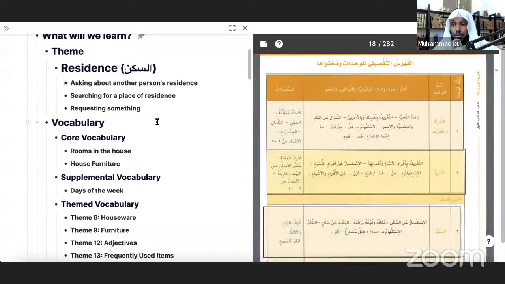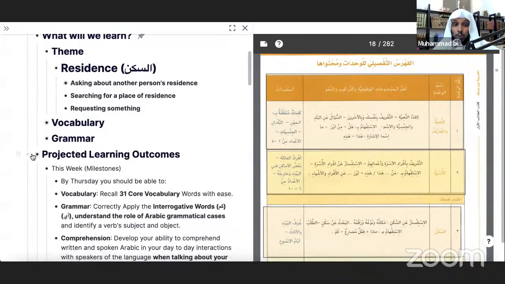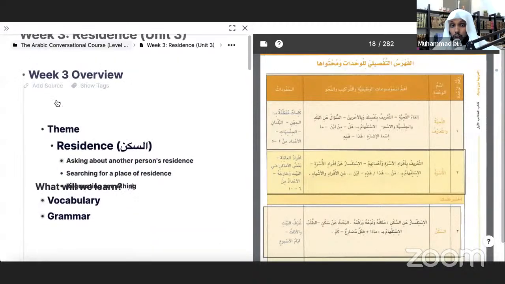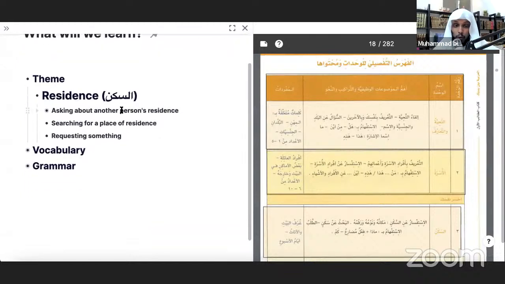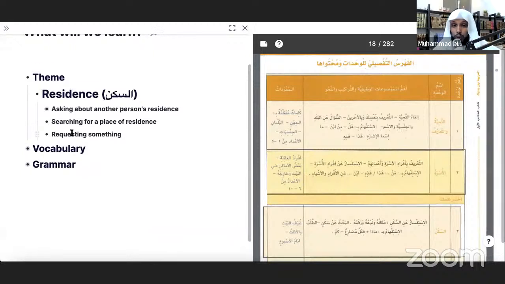Obviously, after you get the place of residence or the house you're going to live in, you're going to need to furnish the place. So you have to know how to ask about some things that you need, how to request those things, such as furniture or the number of rooms in the house, and so on and so forth. Requesting things is also one of the main themes of this unit.